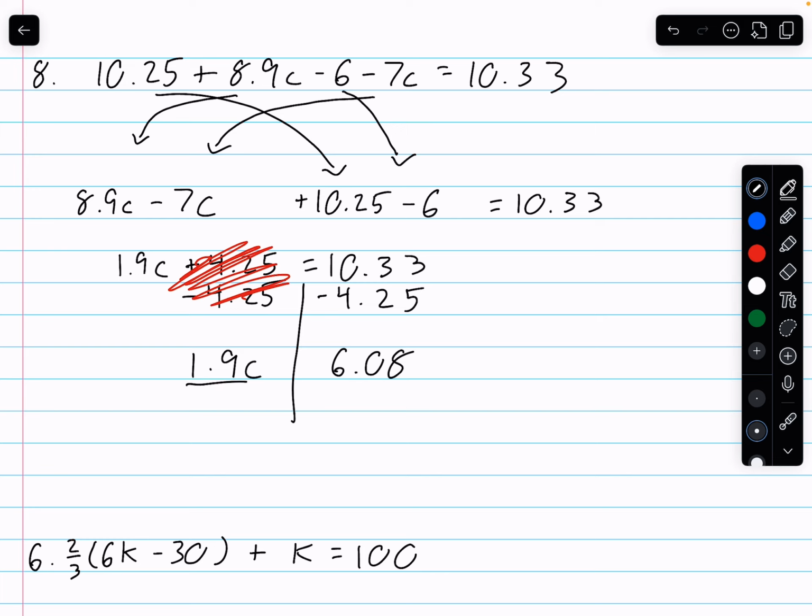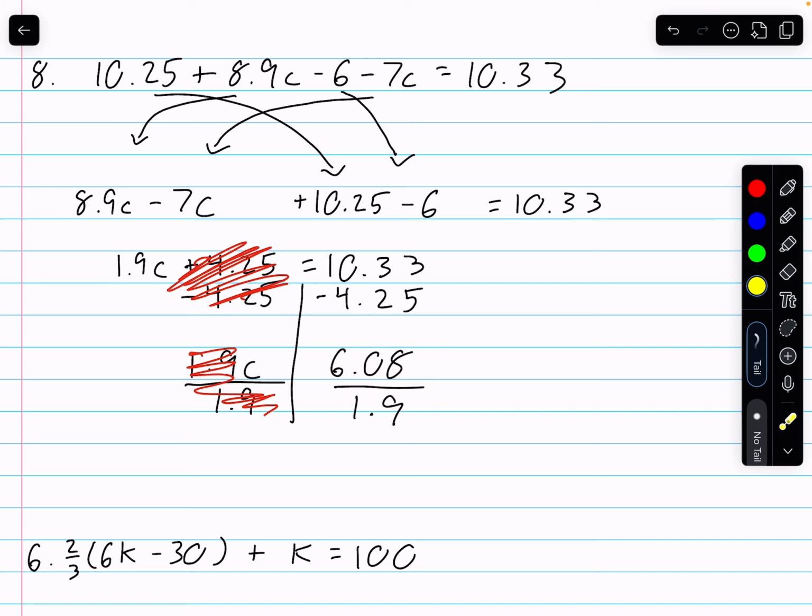And again, at this point, I can get rid of this 1.9, but then I need to figure out what this on the right side is. I don't expect you to need or to be able to do that in your head. You can type into your calculator 6.08 divided by 1.9, excuse me. I typed that in, that'll be an answer. Okay, your answer here is going to be 3.2. And you better be screaming at me right now that it should be C equals 3.2. Okay, that is your answer for number 8.